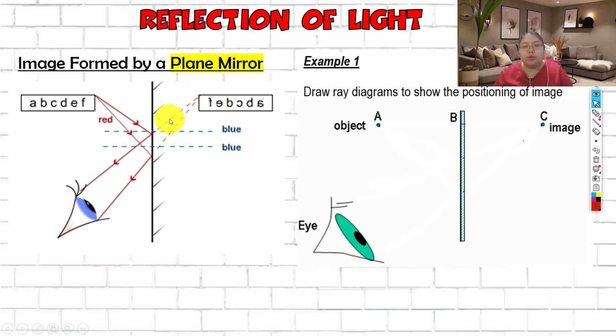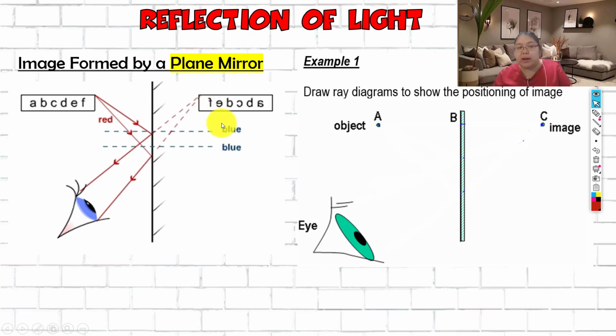So from here we need to know the concept of how the ray travels. The ray must travel from the object, then hit the mirror, then the mirror will reflect it to your eyes. Then your eyes can see the image. So the ray must start from the object. Okay, so the arrow must follow the concept: from the object, hit the mirror, then the mirror reflects to your eyes, then your eyes see the image. So normally the image is behind the mirror.